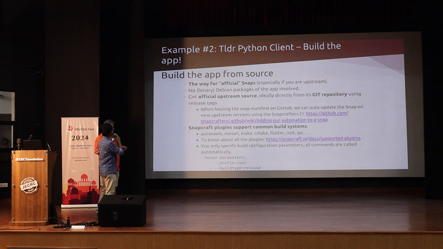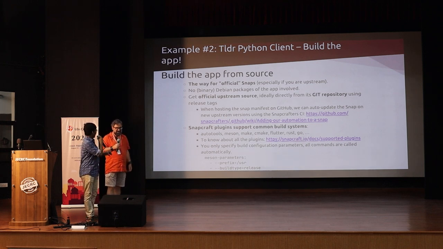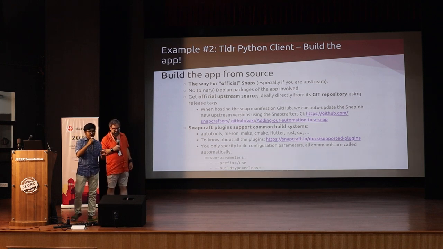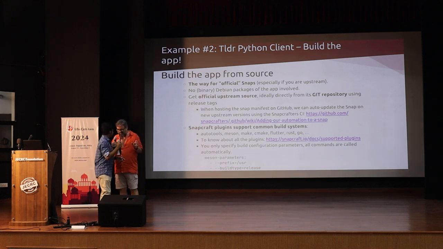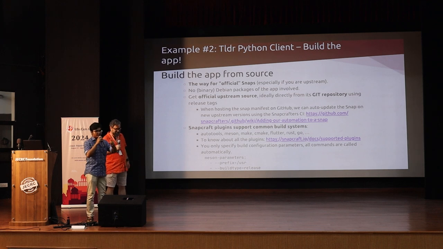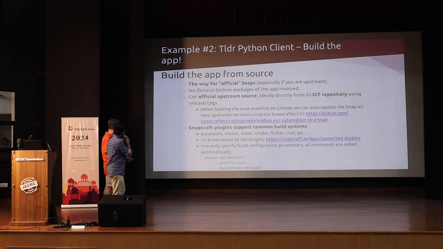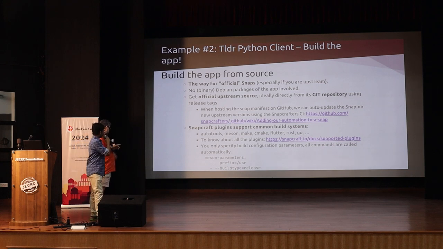Basically you will have a source where you will point to a Git repository, and then you will say the plugin is Python, because this is a Python project and it is also using Python as its build system. From those plugins, we can pass parameters, like the example with Meson, where we have passed prefix as /usr and build type as release. You can also see all the supported plugins in the given link there.